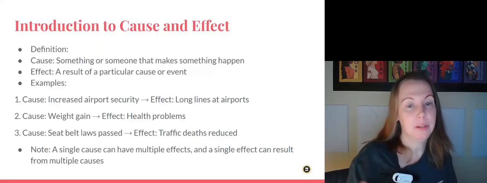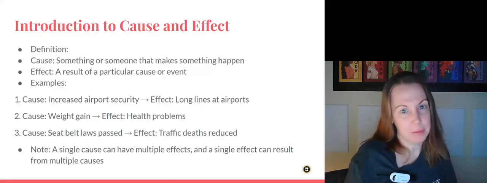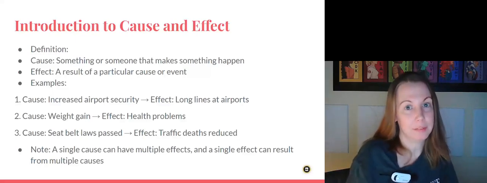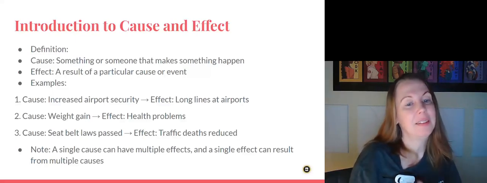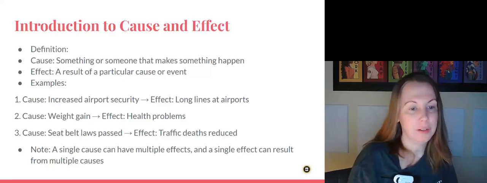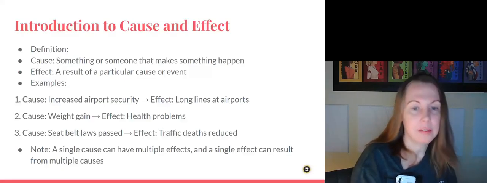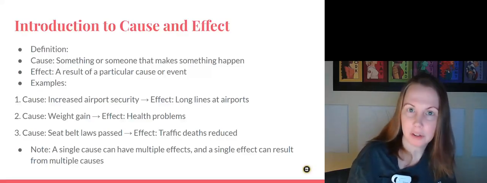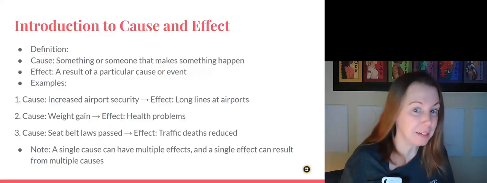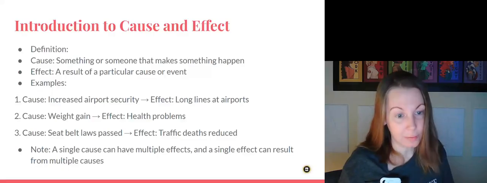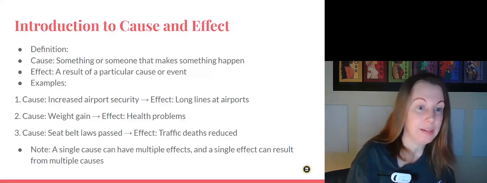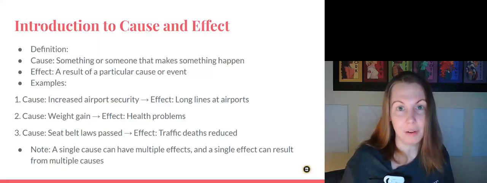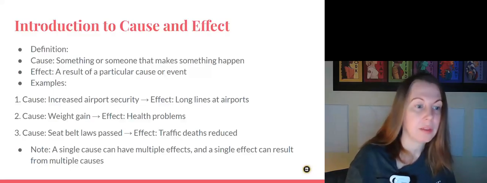A cause is something or someone that makes something happen. We know that's employed broadly, right? Because that's kind of what it is. And the effect is the result of a particular cause. Some examples of cause and effect: the cause is increased airport security, but the effect is you have long lines at airports. You could also say another effect would be increased safety on airplanes and airports.